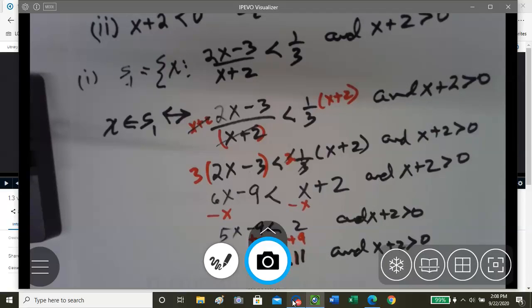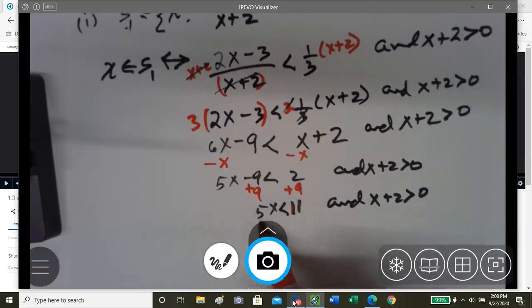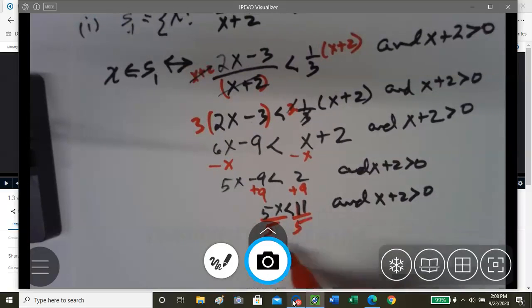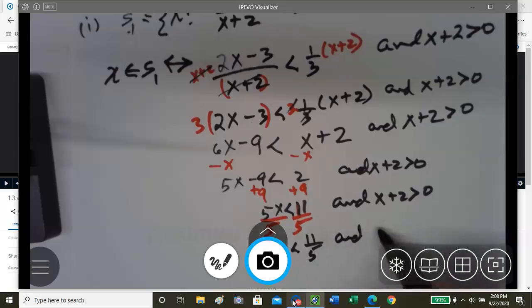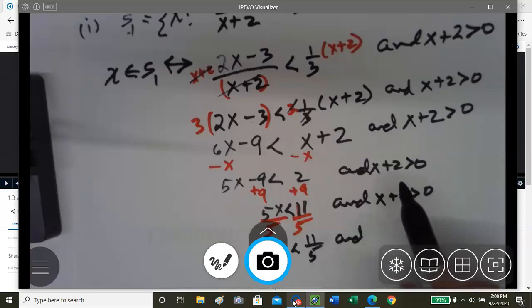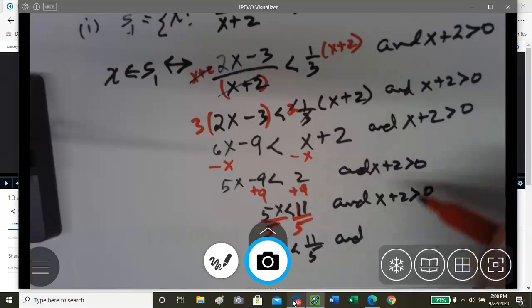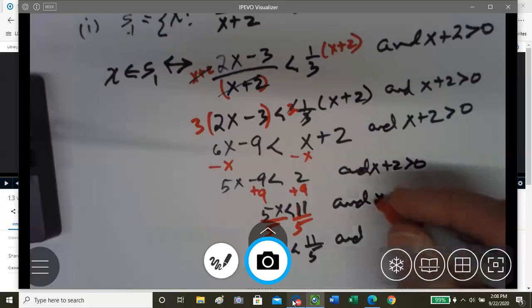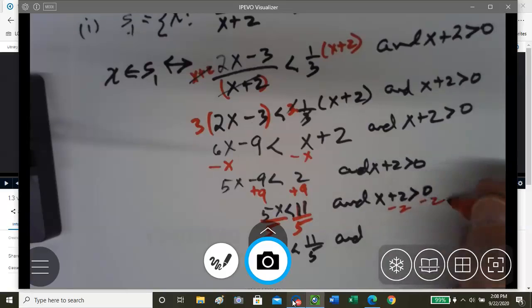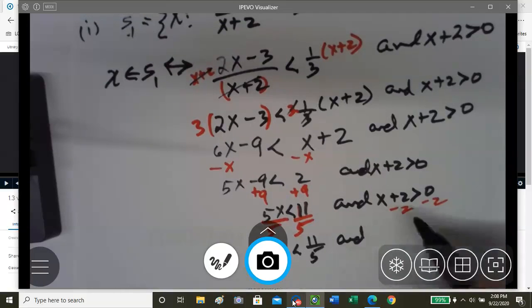So now we're going to divide by 5, and we get x less than 11/5. And here, on the right side, we need to solve for x there too. So x + 2 is greater than 0, we subtract 2 from both sides. And we get x is greater than negative 2.